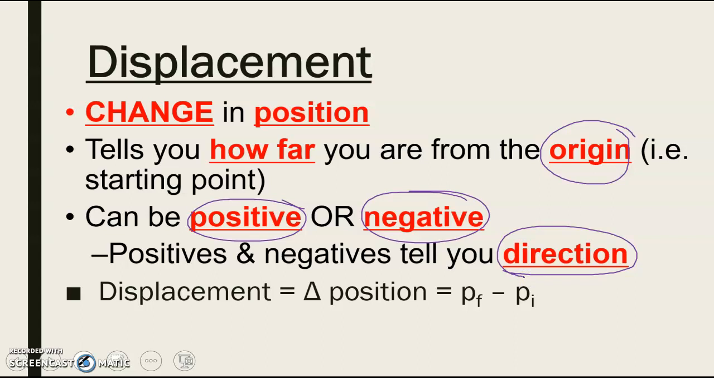There's also a formula for displacement. It is the change in position. And remember that this delta symbol represents change. Anytime you find the change in something, you are going to be solving the final position minus the initial position.